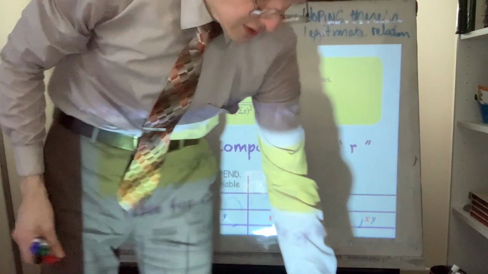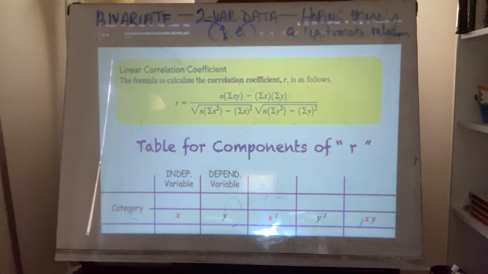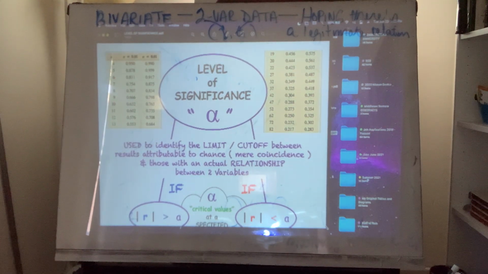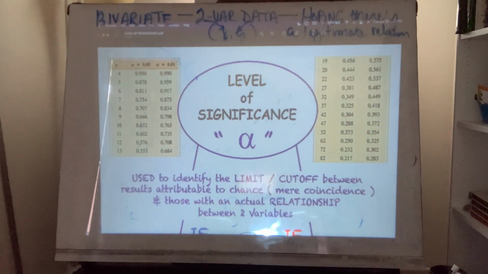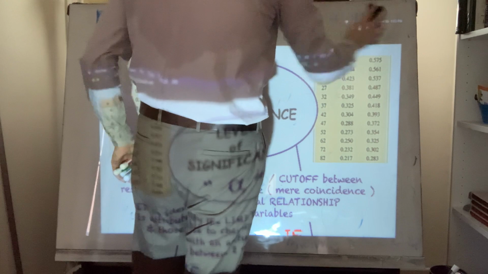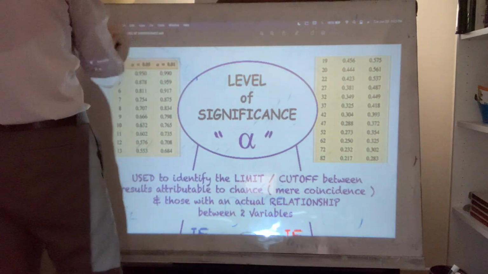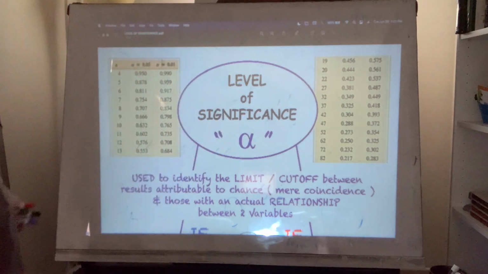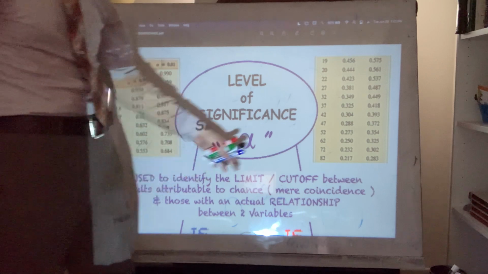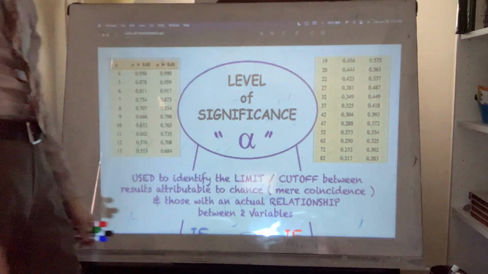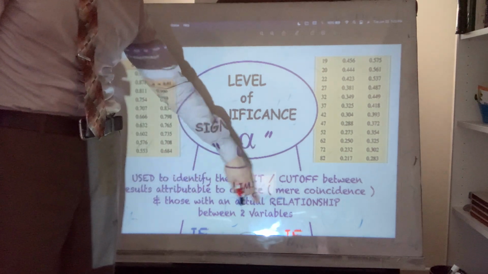All right, let's discuss levels of significance now, which is this diagram I prepared here. As I meant to imply, ignore the boxes here and here for a moment. I just included them because it would be practical to have the information all on one page, not to get you distracted. Just look at my diagram, that is, the bubbles here. Level of significance is signified by a lowercase alpha, and it's used essentially to identify the limit, or basically a cutoff, between results attributable to chance, that is, they're merely coincidental, and those with an actual genuine relationship between them.